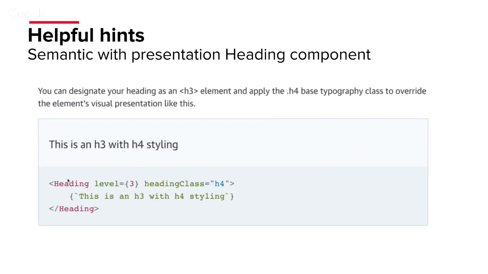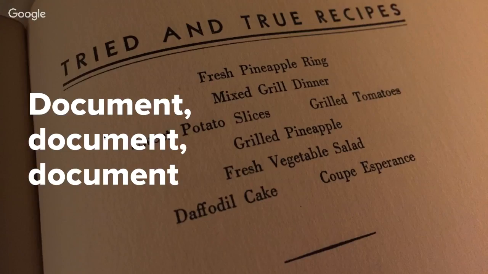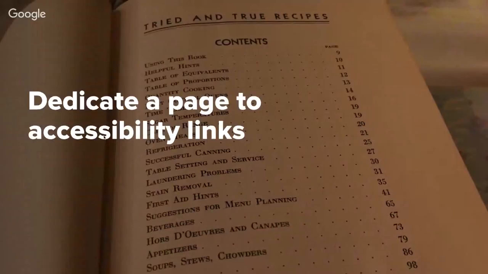Here, say you have a heading component, you pass in level 3, and pass in a heading class of H4. You will get an H3 element, but it will present with H4 styling. This is how you separate your semantics from your styling. One thing you should always remember is to document your code, document your examples, and always pay attention to this documentation. These are your cooking instructions. Dedicate a page to accessibility links, all your favorite articles, all those best practices, so your team can look up those best practices.